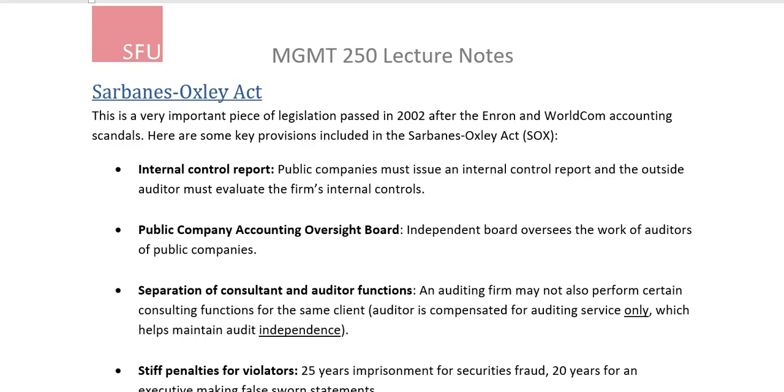Point two, Public Company Accounting Oversight Board. An independent board oversees the work of auditors of public companies. So this is an example of a government body being created to oversee the auditors themselves. Are they doing a good job of being independent and being thorough in their audits of publicly traded companies?